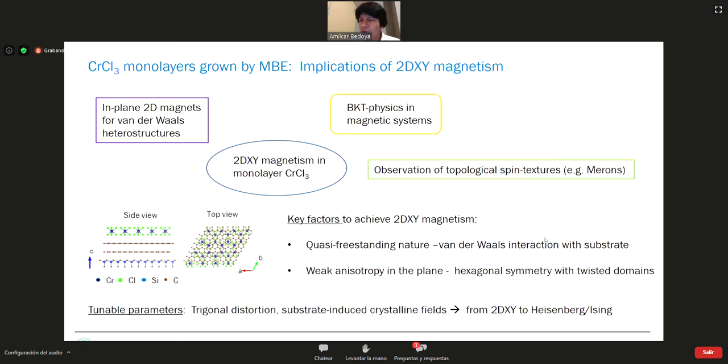Thanks. Okay, we have one more question from Eugenio Coronado. Is it possible to grow multilayers, graphene, chromium chloride, graphene, chromium chloride, so stacks of these multilayers?